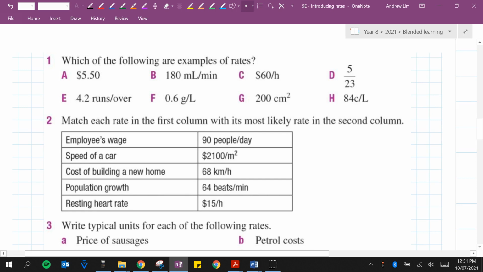So now I hope you have a better idea of the difference between a ratio and a rate. Can I get you to have a go with question 1? Just pause the video and just circle all the answers that are examples of rates.